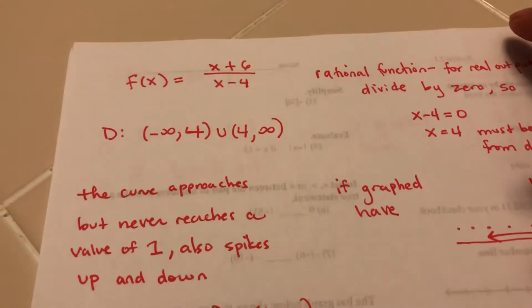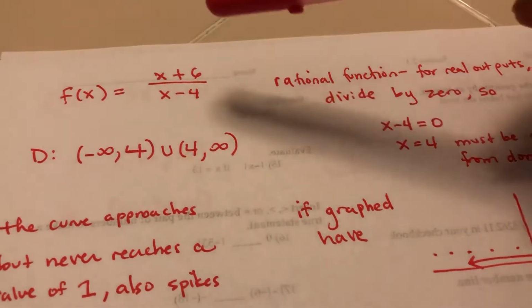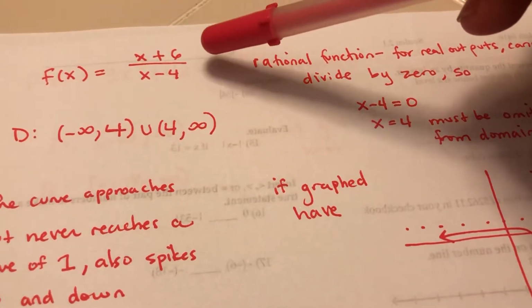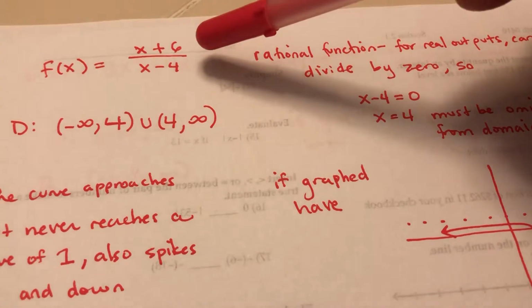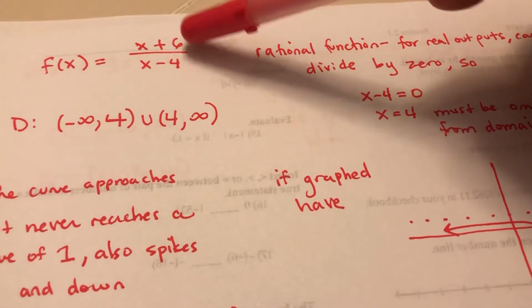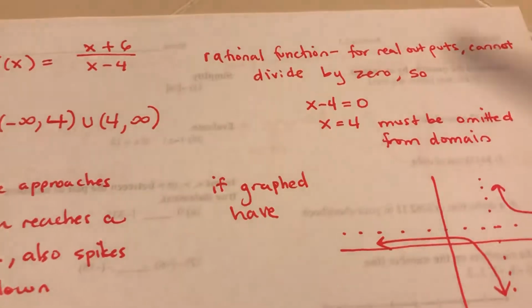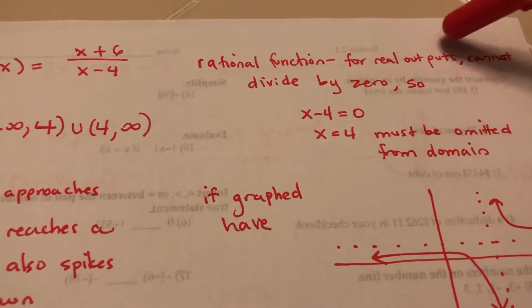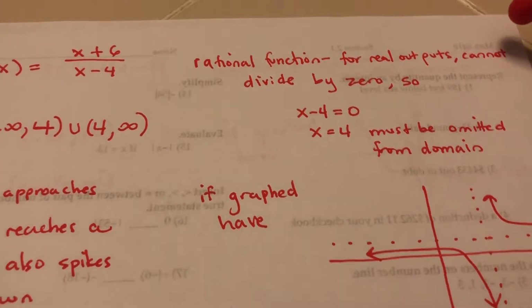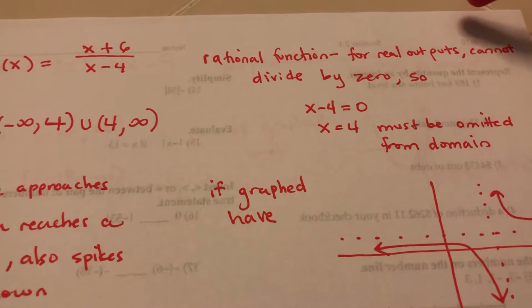The last kind of function that you may be seeing right now is going to be a rational function. So something like f of x is equal to x plus 6 over x minus 4. These are rational functions because it's got this fractional format where I've got variables in the numerator and the denominator. When we're dealing with rational functions, if we're looking for what's going to give us a real output value, we know that we cannot divide by 0 because we're not allowed to do that. It gives us a no solution.